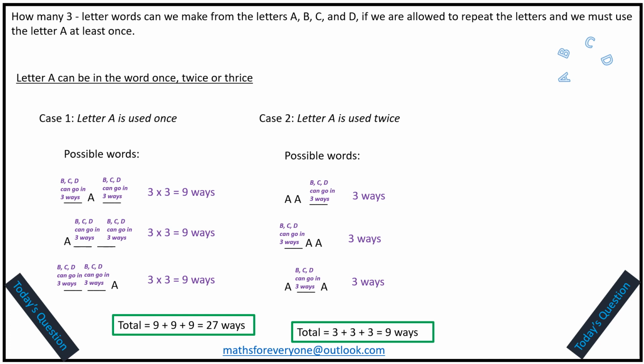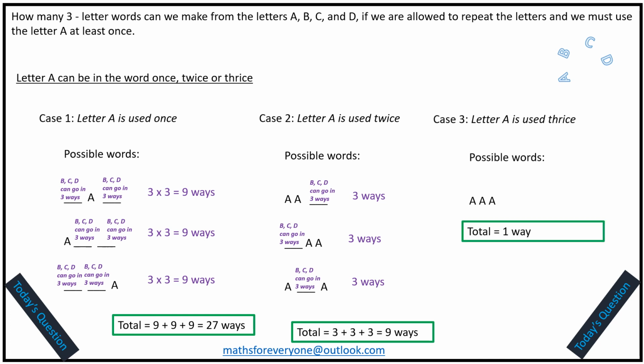What is the third case? The third case is the letter A is used thrice. If the letter A is used thrice, there's only one way you can make a word. You can move the A any way you like, but in the end, it is only one word, A, A, A. Those are the three cases that we have to work out, the words we can form with the letter A using these three cases. The final answer will be just adding them up. That is 27 plus 9 plus 1, and that is 37 ways. Thank you.